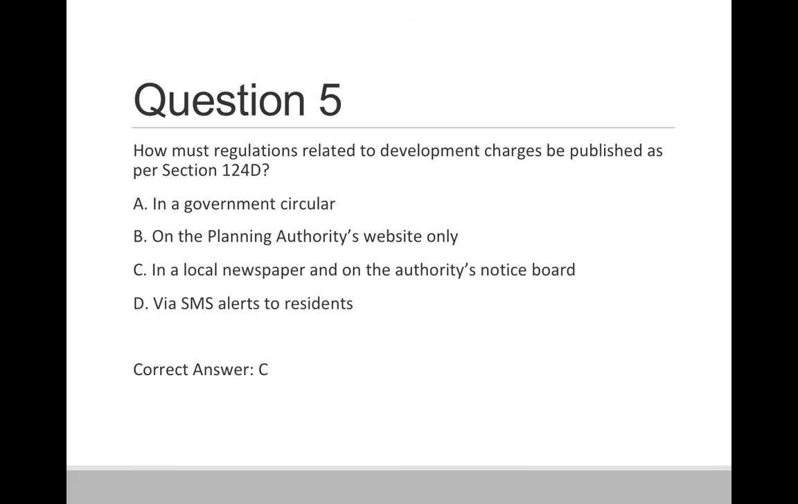So if you see section 124D, it is clearly mentioned that any public or appropriate authority needs to publish the changes in the development charges on the notice board as well as in the local newspaper.